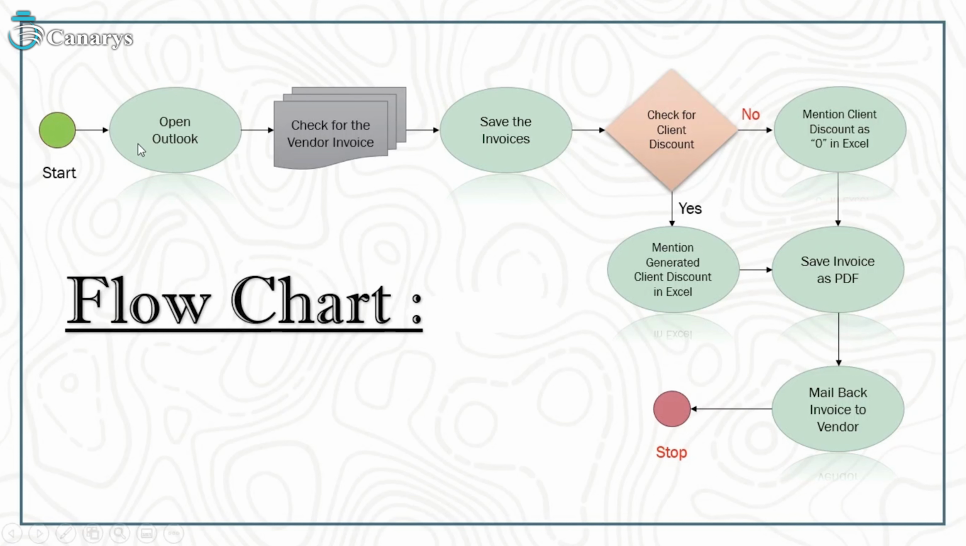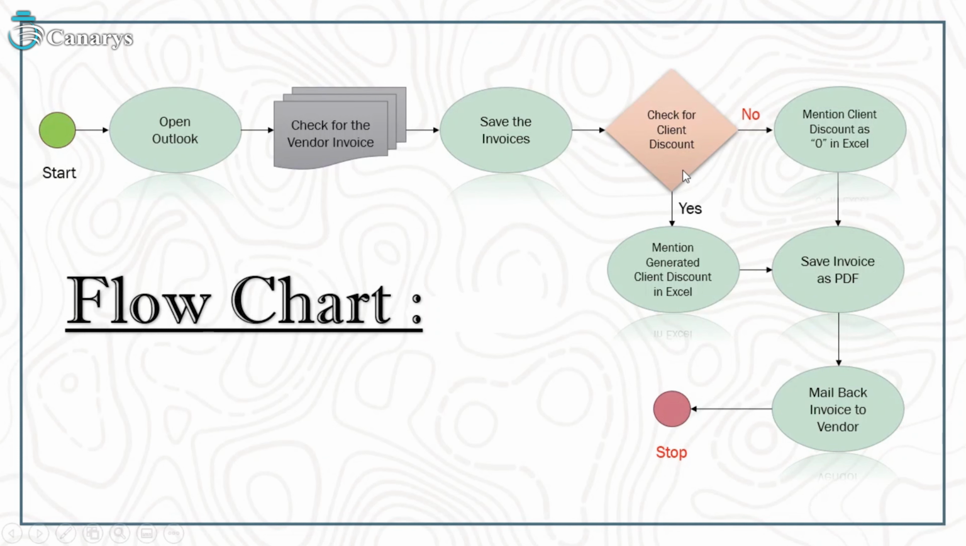At first, bot will open the Outlook. It will check for the vendor invoices. Then it will save the invoices. Then it will check for the client discount. If the client discount exists, it will mention the generated client discount in the Excel. If not, it will mention the client discount as 0 in Excel, and it will save the invoices as PDF.